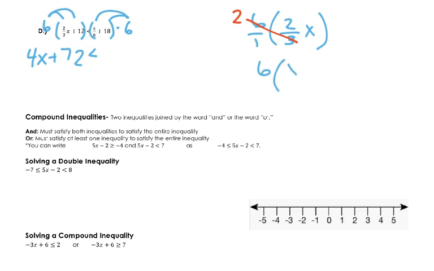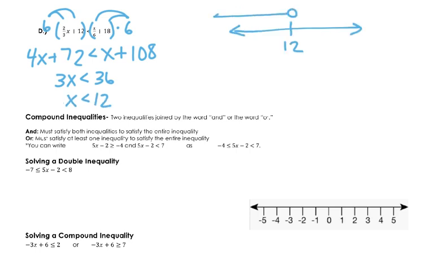Now I have 6 times x over 6, which would just be 1x, plus 18 times 6 would just be the 108. Once I get to this step, it looks really similar to the problems from before, so I get my variable terms on the same side and constant terms on the other. I would divide both sides by a positive 3. Since I divided by a positive 3, I do not have to change the direction of my inequality symbol.